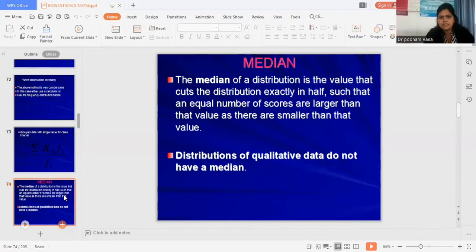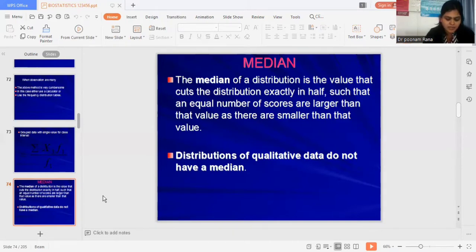So what is the median? The median of a distribution is the value that cuts the distribution exactly in half, such that an equal number of scores are larger than that value as there are smaller than that value. The distribution of qualitative data does not have a median. The median is the medial value.